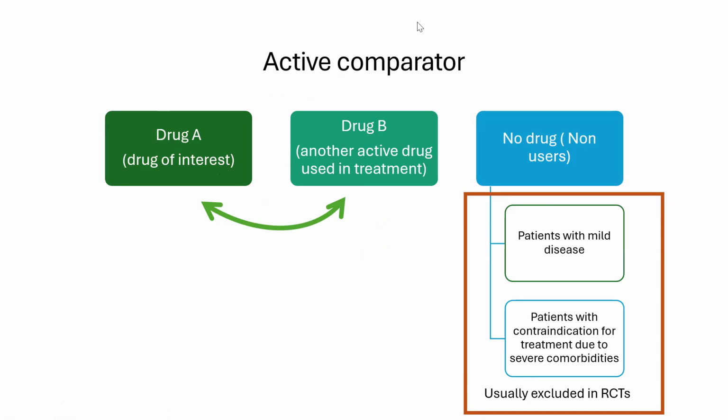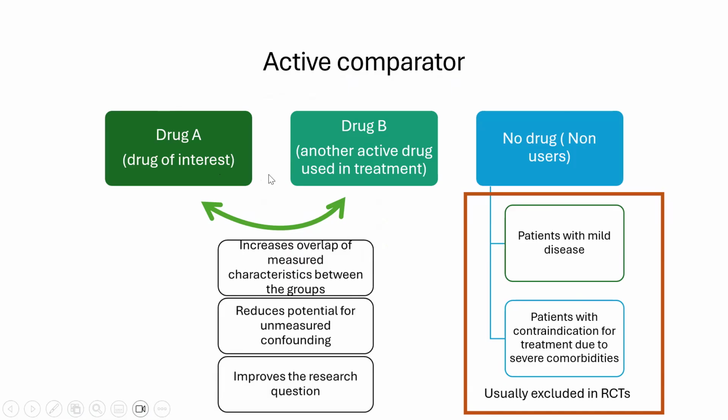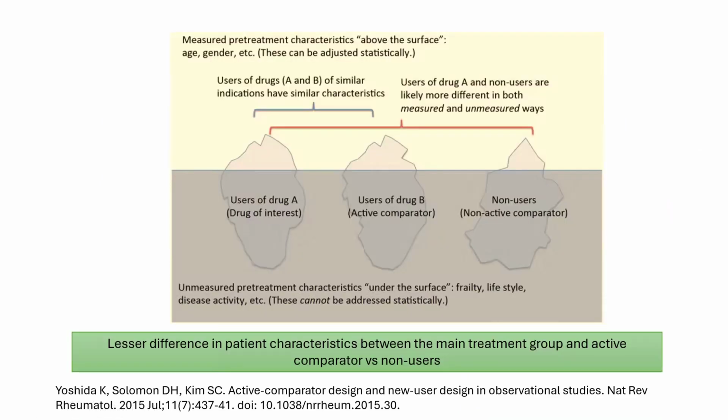So most likely these two groups of patients will have the same indications for using a drug. The advantage is that it increases the overlap of measured baseline characteristics between the two groups, it reduces the potential for unmeasured confounding risk factors, and it overall improves the research question. So look at this picture. This is the cohort of users of drug A.